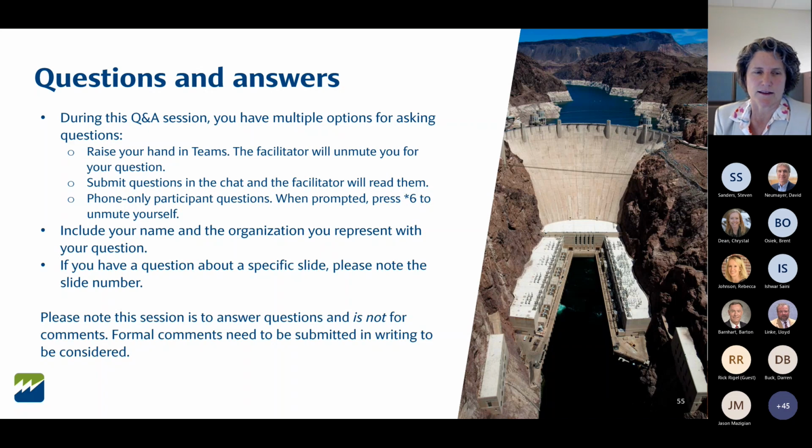Sequentially again. When asking a question, please include your name and the organization you represent. If you have a question about a specific slide, please note the slide number. Again, this session is to answer questions and is not for comments. Formal comments to be considered need to be submitted in writing. So with that, Parker, do we have any questions in the chat?